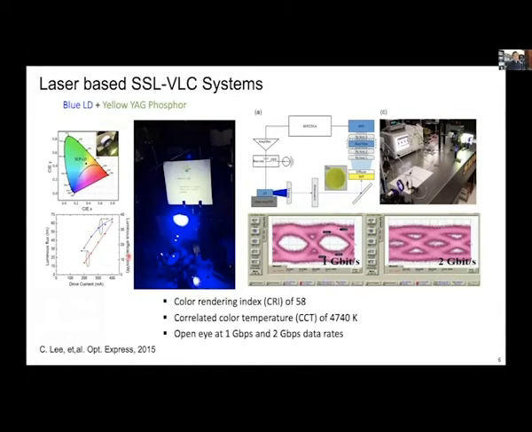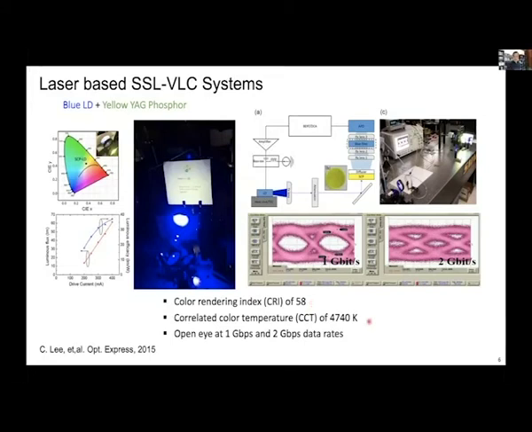In this particular case, we use a blue laser diode at 450 nanometers and excite a yellow phosphor, very similar to the LED white light method. But in this case, we use a single crystal, because it's a very focused beam, so single crystal YAG phosphor is required to generate reliable white light. And then we measure at the system level.